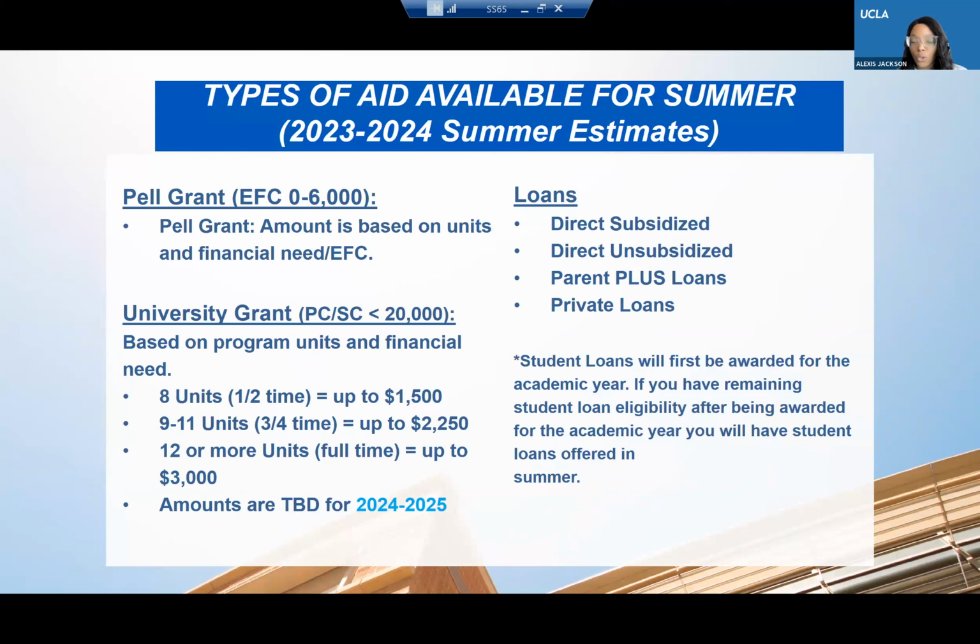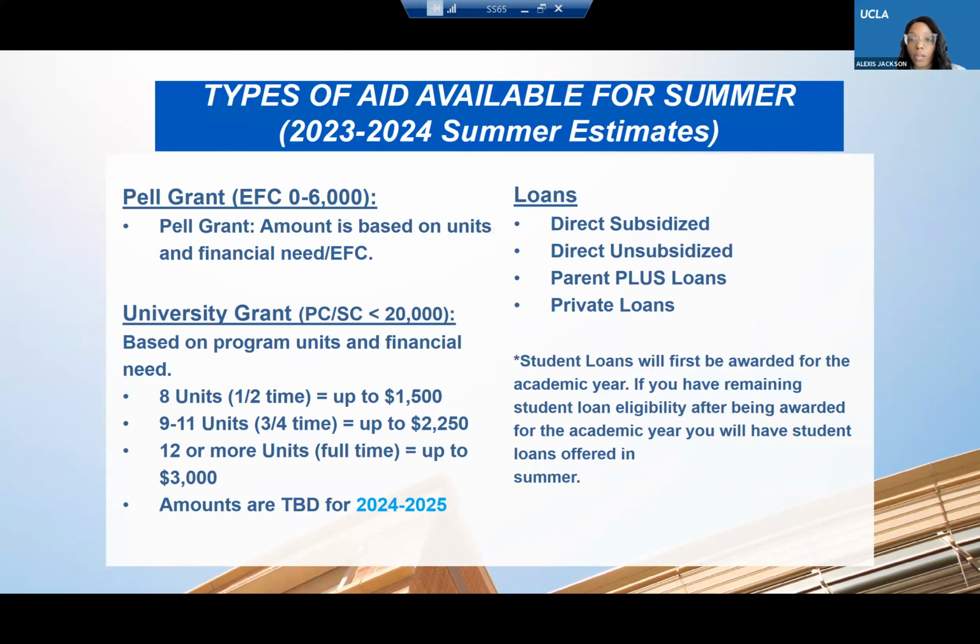As it relates to the university grant, it is also based on the number of units that you're enrolled in and your financial need. The estimates provided are, again, for the 23-24 academic year. These amounts are subject to change for 2024-2025. Also, the loans that may be offered for the summer include the direct subsidized loan, the direct unsubsidized loan, the parent plus loan, and private loans.